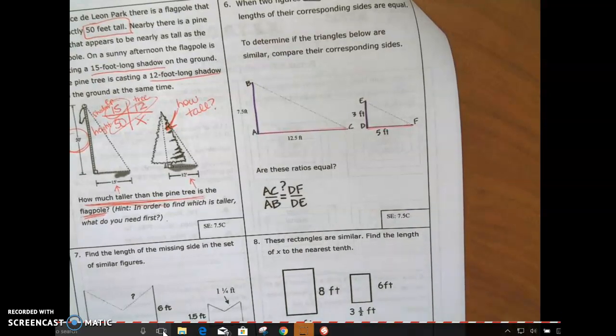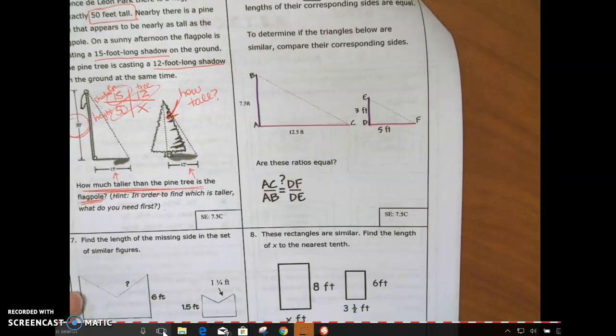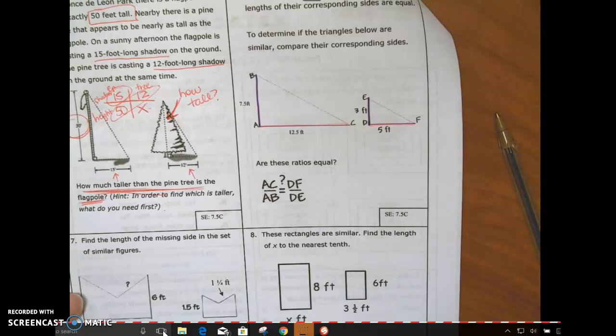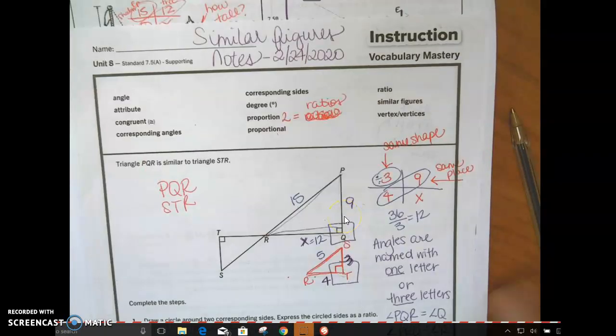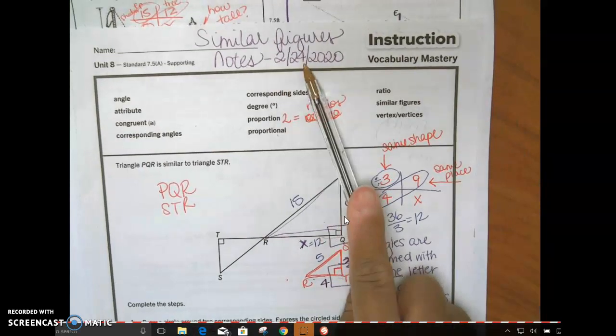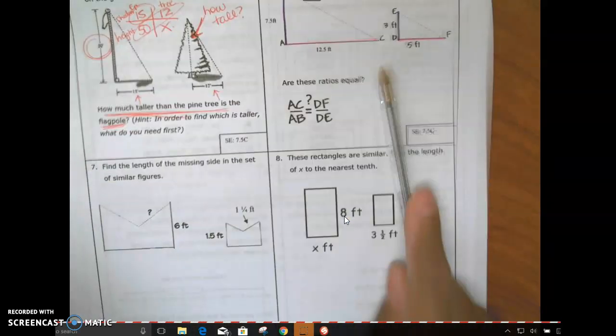Okay? Are these ratios equal? How do I prove if they're equal? The notes from February 24th will tell you what to do here. You must show work.